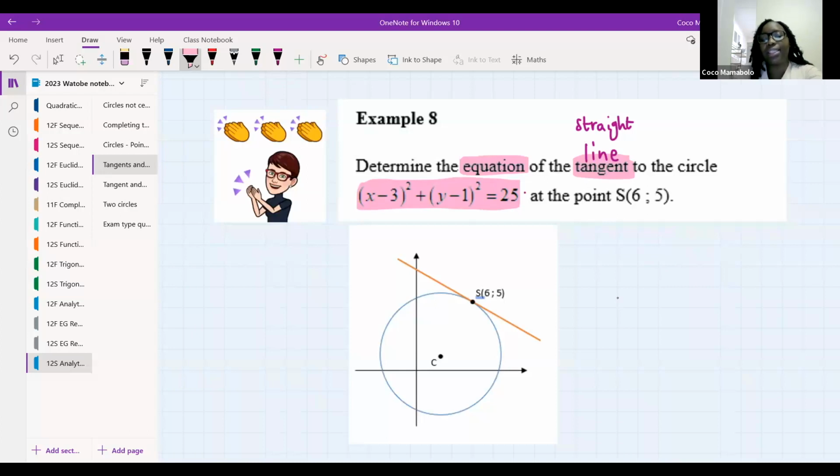Okay, the radius, yes, for sure. We're going to find out from this, because this is going to be the radius squared as per the formula. We know that our radius is actually going to equal 5.